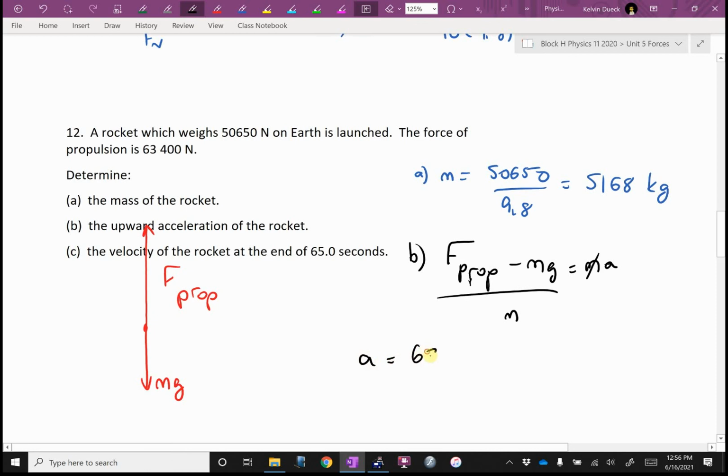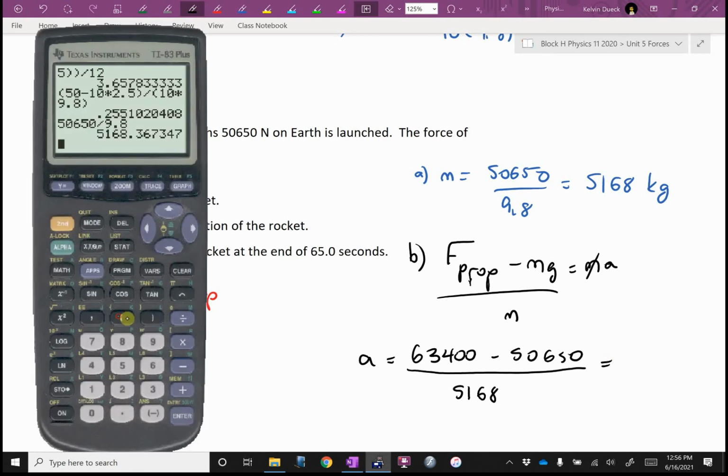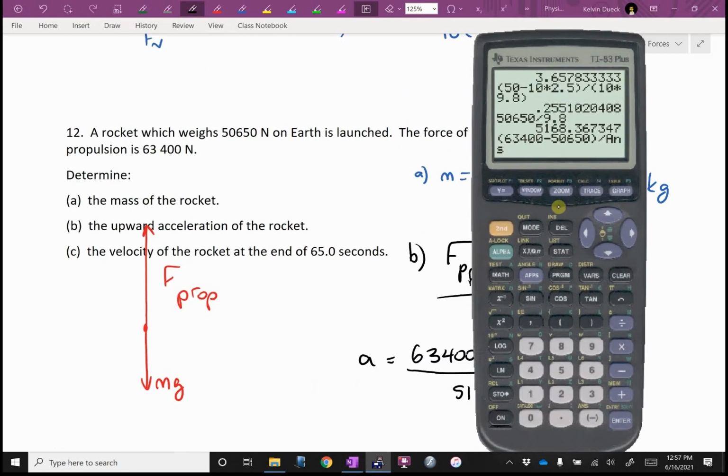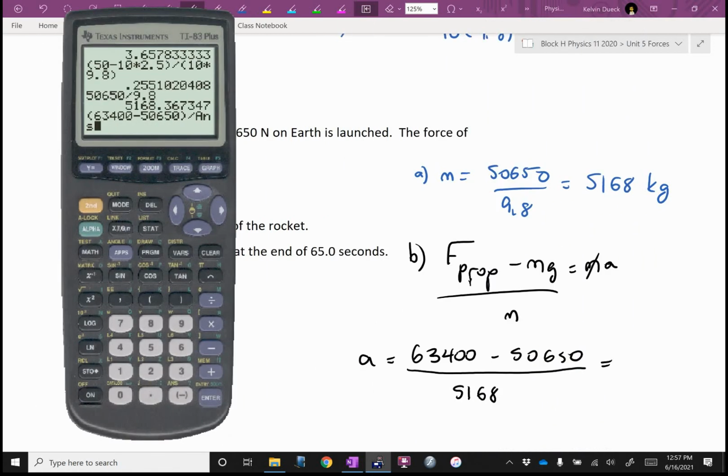A is going to be 63,400 minus 50,650, and you'll notice I don't need to multiply them by 9.8. These are all in newtons already. I'm happy with that. Divided by, I'm going to write 5168, but you know I'm using my answer button. Bracket 63400 minus 50650, close bracket, divided by answer button. Check for typos because there's a one-shot 63400. Looks good. And I get an acceleration of 2.47.